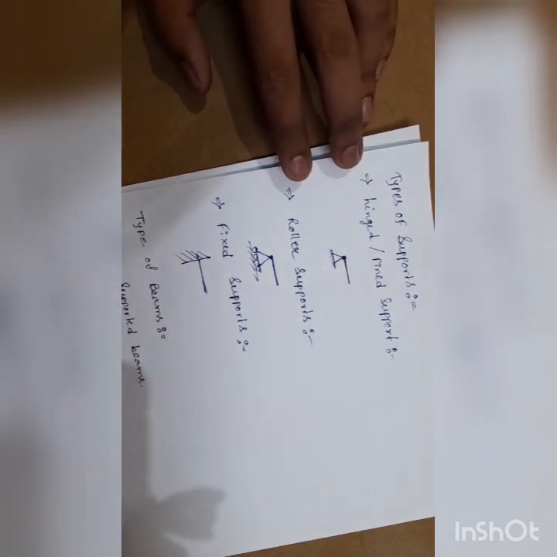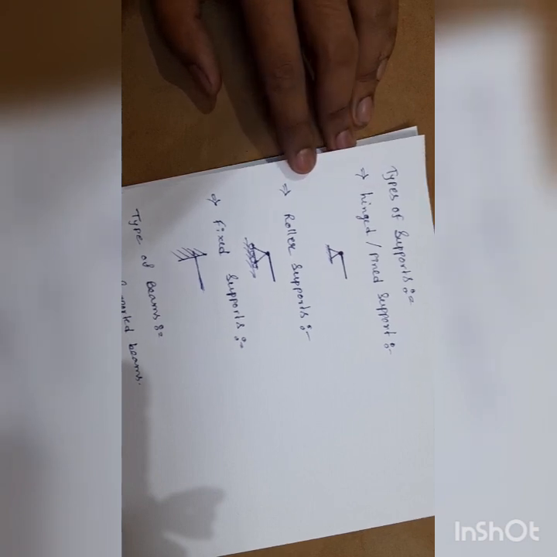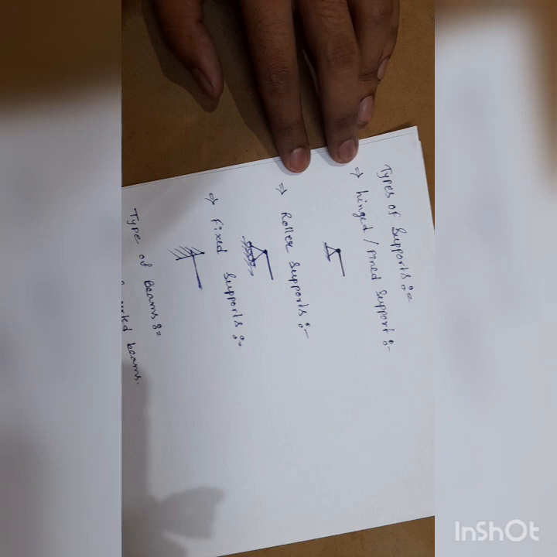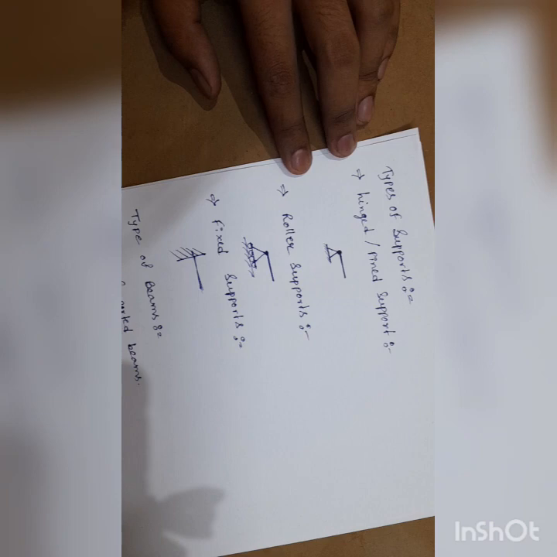Now what are the types of reaction that come into the supports? Now for hinge support, what is reaction? If we apply any force to a body, the body gives some resistance, and as a result of resistance some return force is acting. This is known as reaction of supports.